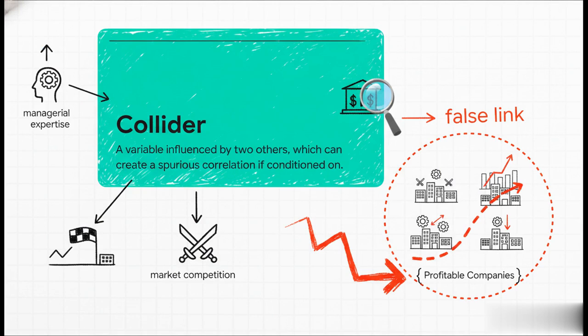A collider is something that is caused by two separate things. So let's look at this example, a startup's profitability. You could have a brilliant CEO, high expertise that leads to profit. Or you could just be lucky and have no competition, which also leads to profit. Now, here's the trap. What if you decide to only study successful, profitable companies? You've just walked right into something called collider bias. Because in that elite group, it's going to look like expertise and a lack of competition are somehow negatively related. You'll only find brilliant CEOs in tough markets and lucky ones in easy markets, creating the bizarre, totally fake correlation that doesn't exist in the real world.